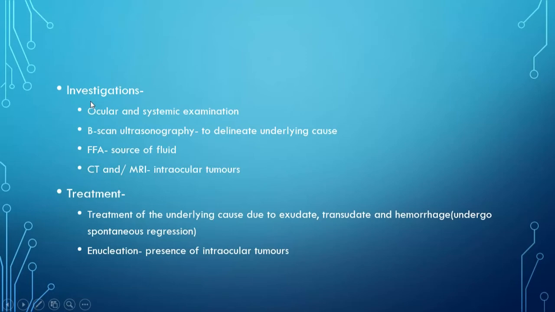So we need to run a few investigations to rule out the systemic conditions which might lead to exudative retinal detachment. So for that, you need to do a thorough ocular and systemic examination. Then on B-scan ultrasonography, you can delineate the underlying cause. That is, if a neoplasm is present, that is malignant melanoma of choroid, or retinoblastoma, that can be ruled out by using B-scan ultrasonography. Then fluorescein angiography is done to detect the source from where the fluid is coming. Then CT and MRI is also used to rule out any intraocular tumors.